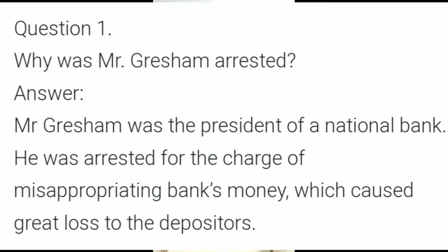Mr. Gresham was the president of a national bank. He was arrested for the charge of misappropriating bank's money, which caused great loss to the depositors.